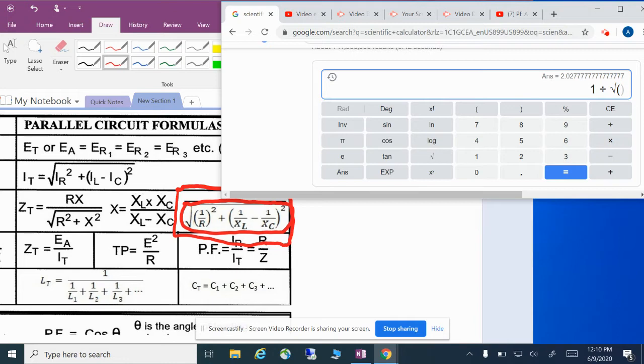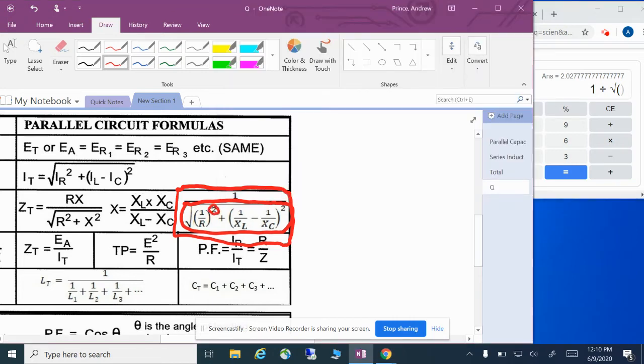Now the problem is we want to make sure that that squared symbol there only applies to this. We want this square root symbol to only apply to this 1 over r, and this square to only apply to this, but we want this to apply to all of it.